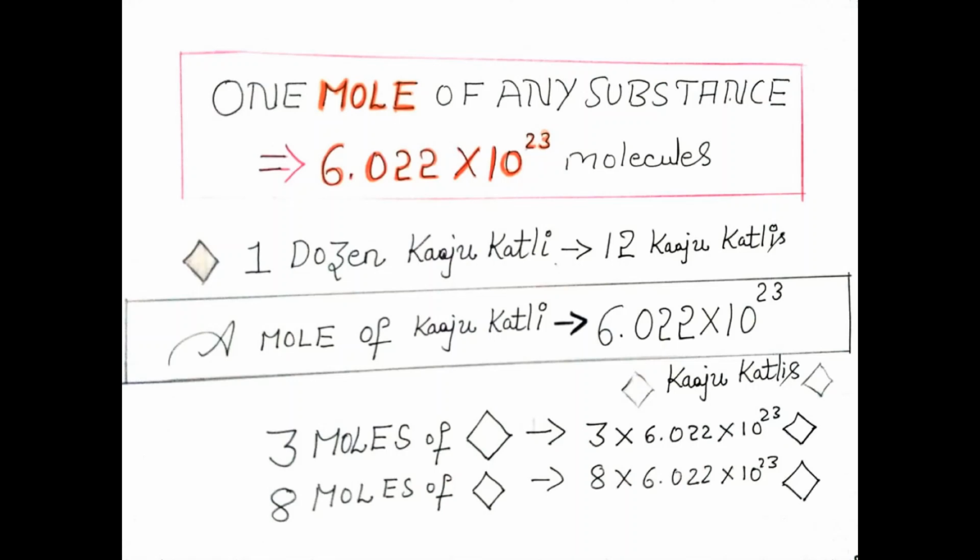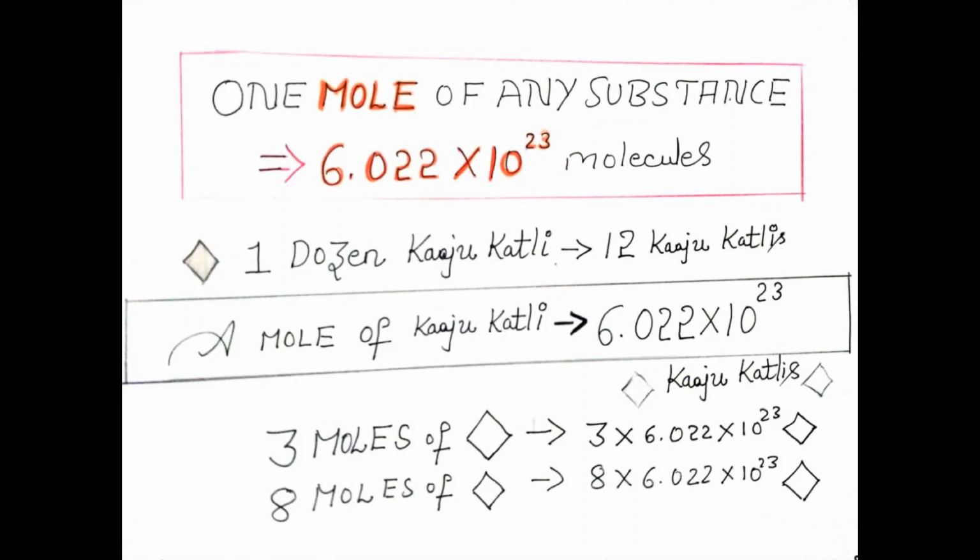1 dozen Kaju Barfi equals 12 Kaju Barfi. But 1 mole of Kaju Barfi is equal to 6.022 into 10 power 23 Kaju Barfi. 3 moles of Kaju Barfi means 3 into 6.022 into 10 power 23. 8 moles of Kaju Barfi means 8 into 6.022 into 10 power 23.